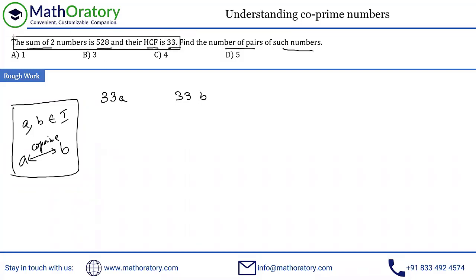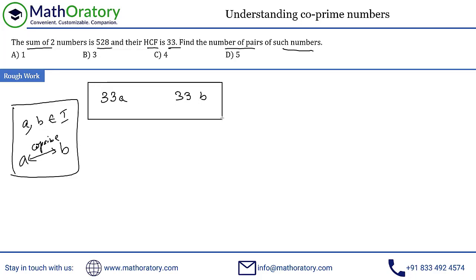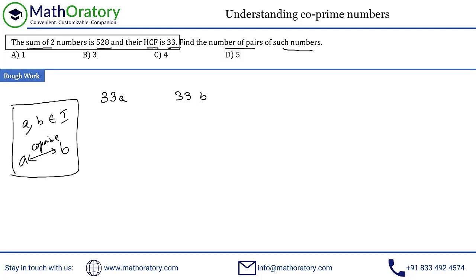Just read this question. You'll not find any variables mentioned, right? So this A and B is something we have taken for understanding purpose. And we're looking for the number of pairs of such numbers. In this question, it has not been mentioned whether we are looking for ordered pairs or unordered pairs, right? So whenever you have a question like that, what you need to understand is we are looking for unordered solutions. What I mean by that is, if the sum of 2 numbers is this and the HCF is whatever.